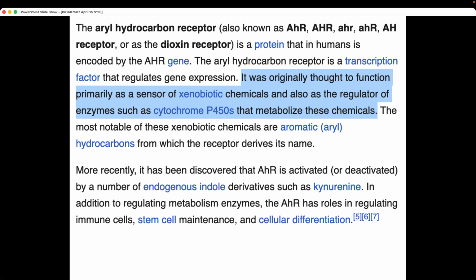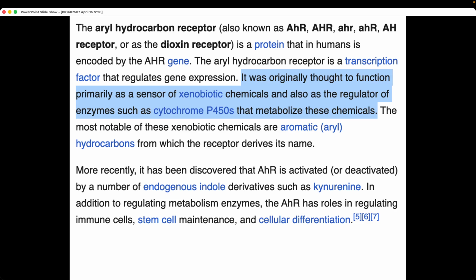It's really interesting because if you look at the ligand binding domain for the aryl hydrocarbon receptor, the binding domain is really big. It was originally understood to be involved in sensing foreign molecules in our body, and those are called xenobiotics. Xeno means foreign. For example, some medicines can bind to the aryl hydrocarbon receptor, and that's how those medicines get eliminated from the body.